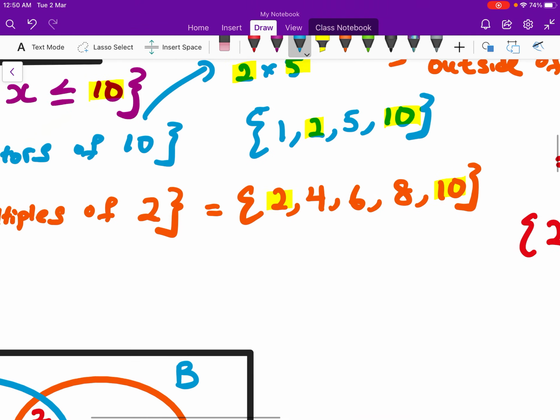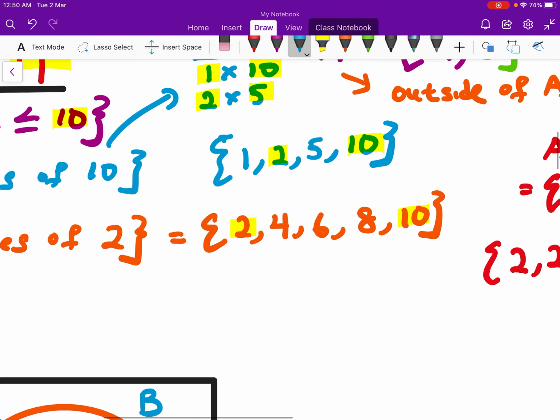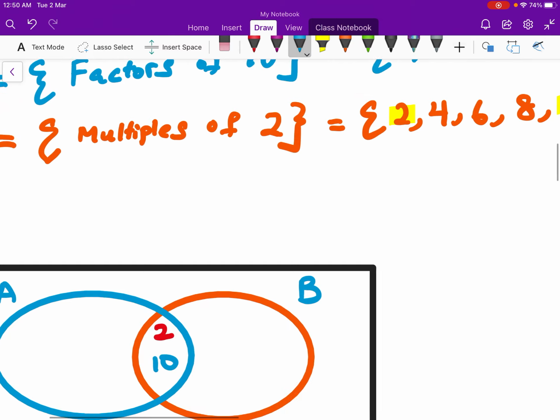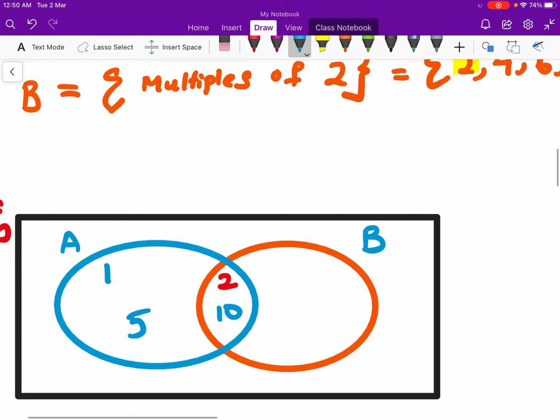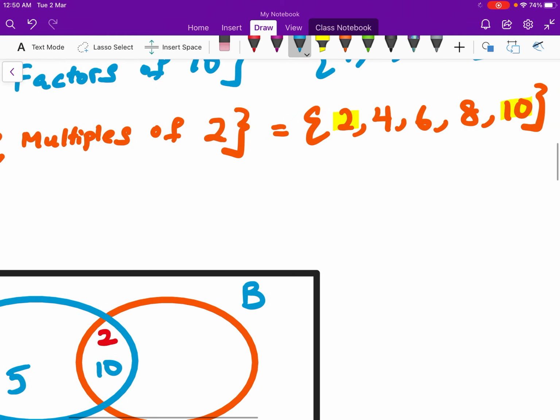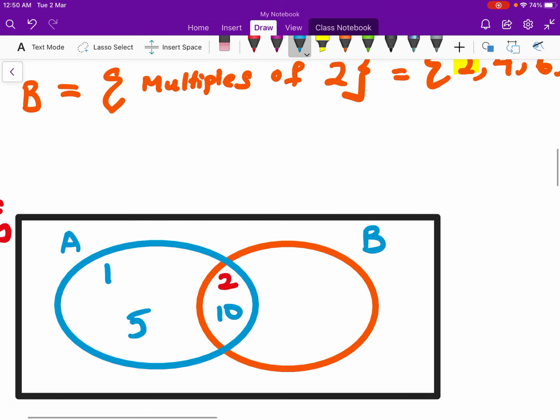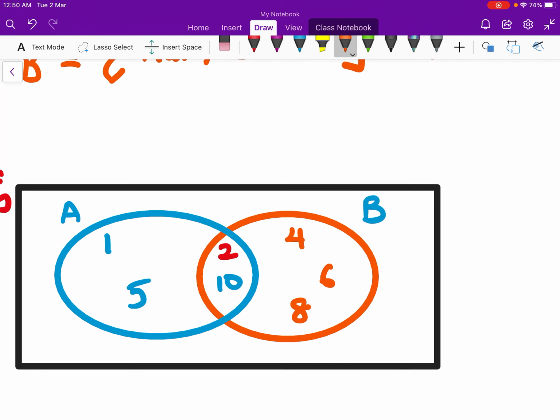Then remember your A and your B. For A, what is left is 1 and 5, so I must put 1, 5 in here. Then for B, what is left is 4, 6, 8, so I just put 4, 6, 8 here. Of course, not to forget the numbers that are outside of A and B. So I must also represent them. I can see the number 3, so I just put 3.